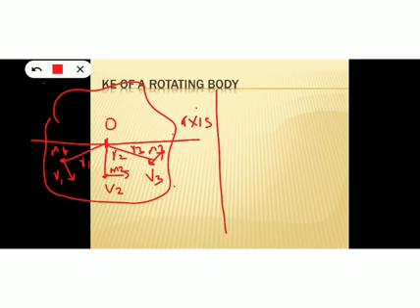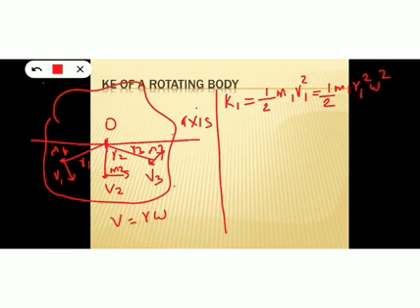So let's try to find the expression for the kinetic energy of the first particle. Let the kinetic energy of the first particle of mass m1 be k1. The kinetic energy equation is half mv square. For the first particle we can write it as half m1 v1 square. We have already studied the expression v is equal to r omega. So v1 is equal to r1 omega, and v1 square will be equal to r1 square omega square.